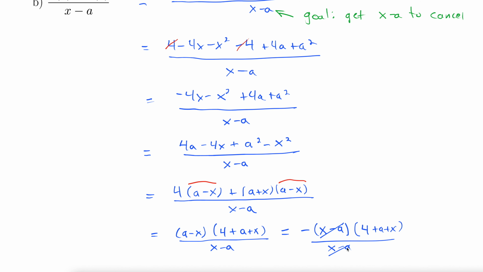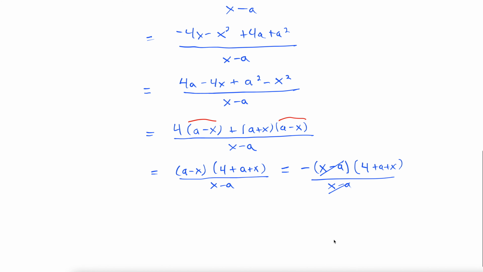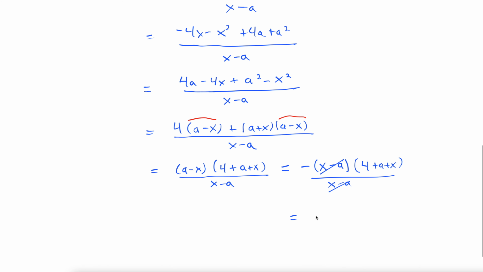Finally, we get that x minus a in the denominator to cancel. All right, leaving us with a final answer for our difference quotient here of negative 4 minus a minus x. Okay, completely different approach than the h method, but still a useful approach to the difference quotient.